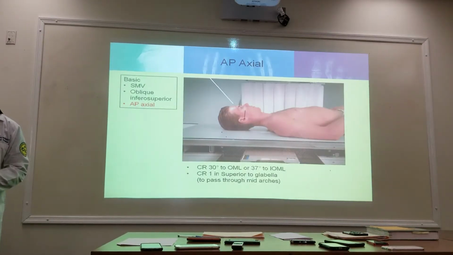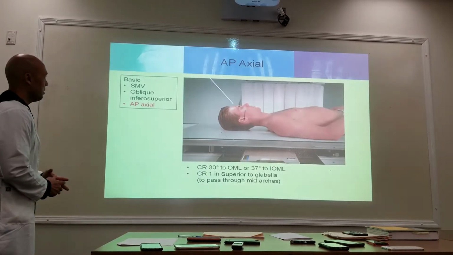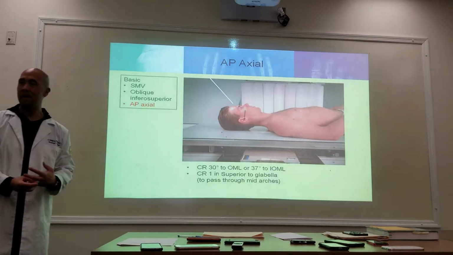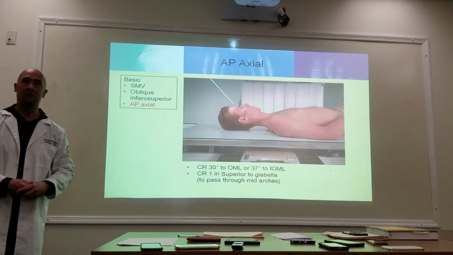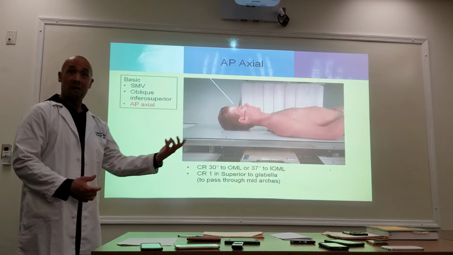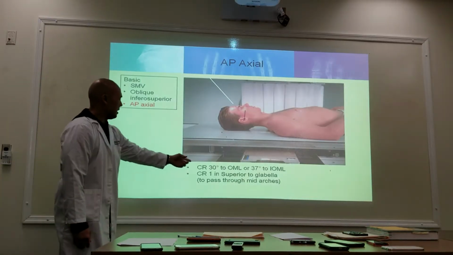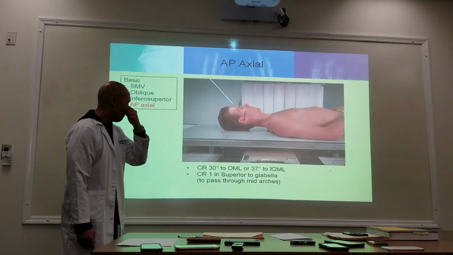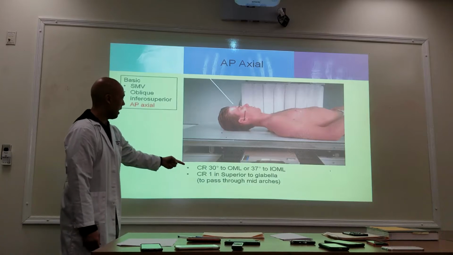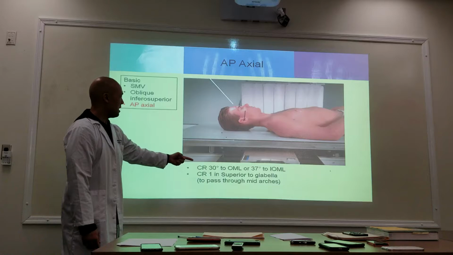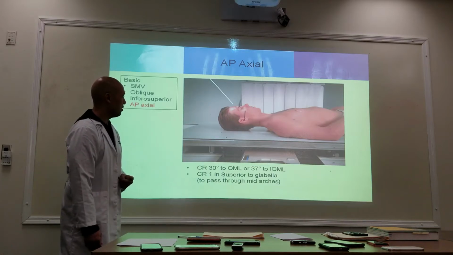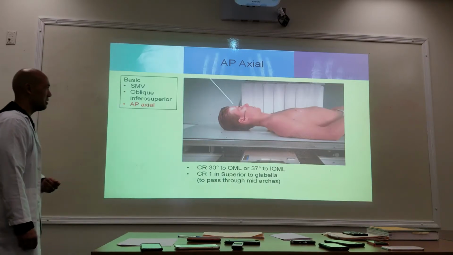Okay, we are still with the cheekbone. So here's the AP axial. What do we know this as? Towne's. This is the Towne's. So this is also the Towne's. Depending on if we're using the OML or the IOML, central ray is going to be 1 inch superior to the glabella to pass through the mid arches.